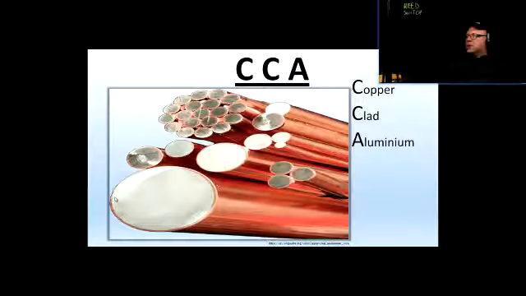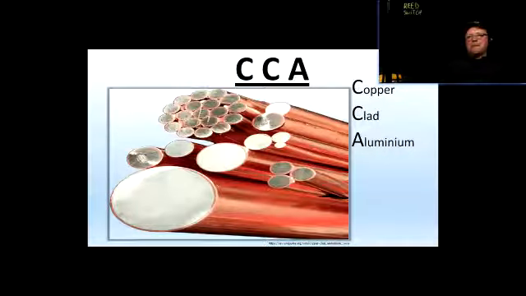So you get the copper properties of a wire. The purpose of that is to save cost, because copper is more expensive. So most of the core of the wire is aluminum, but you are just cladding it with copper. These would be the less expensive cables that you would buy.